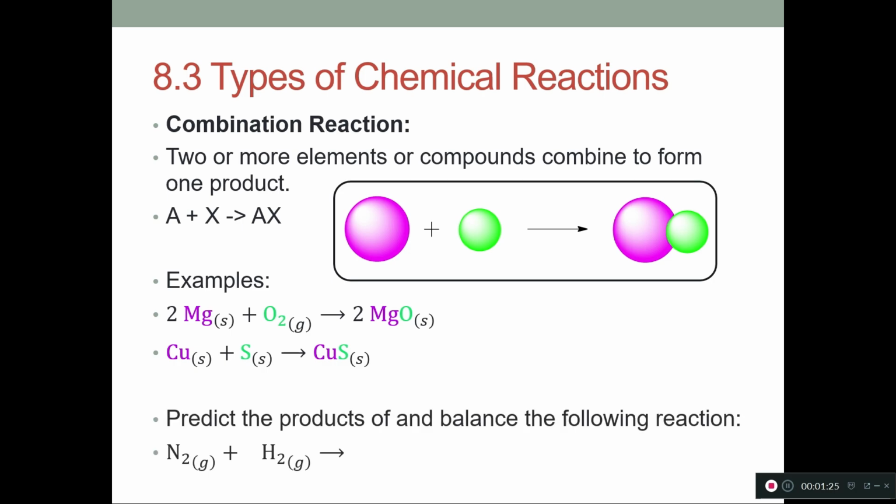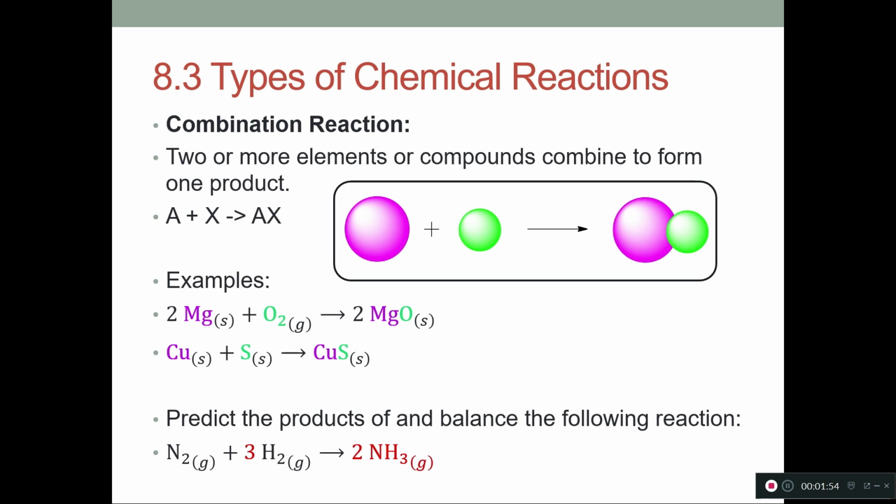And so if you want to try and work on this one here, pause the video and work on it before I show the answer. So we're bringing nitrogen gas and hydrogen gas together, and when we do that, we will form ammonia. And so we need to put a 3 in front of the hydrogen, and then we get 2 ammonia from this. So again, we're taking two or more things and bringing them together to make one thing.